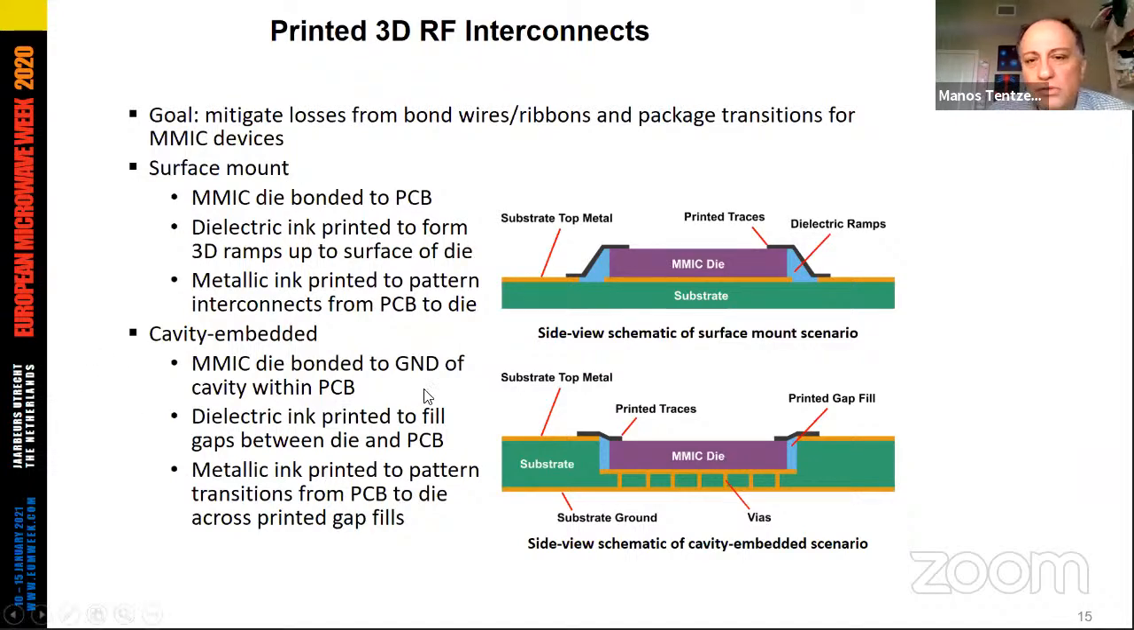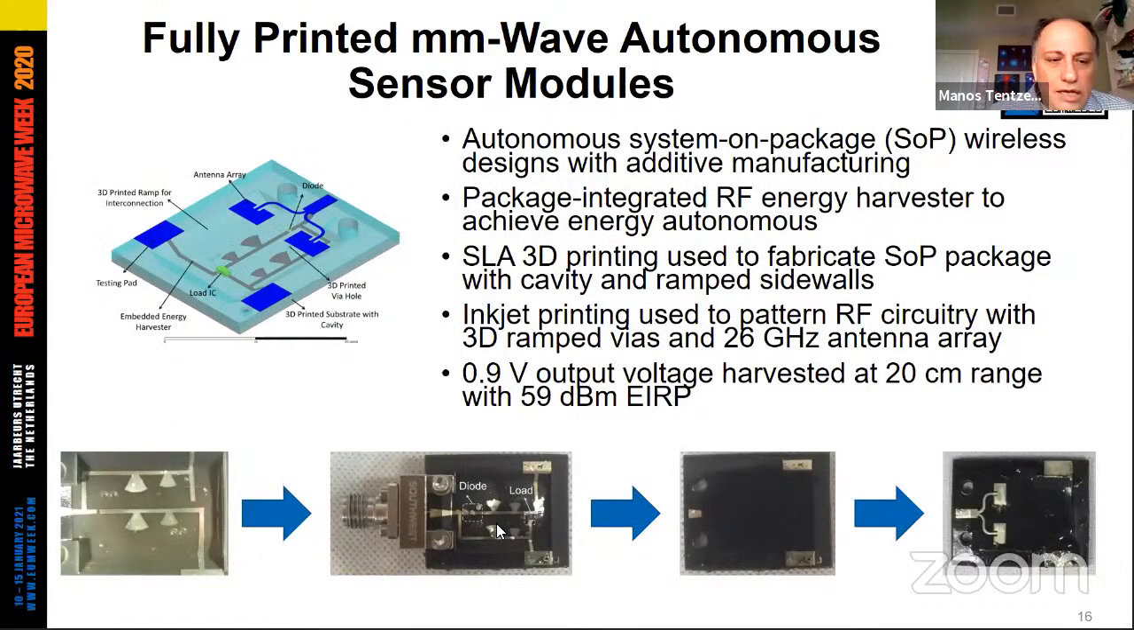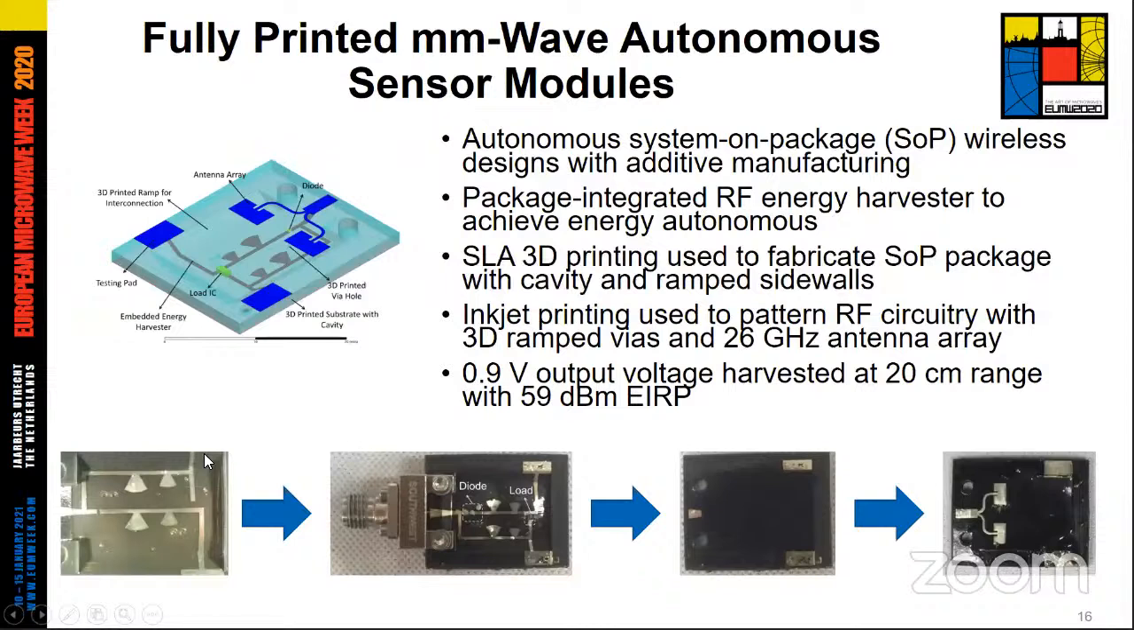One is the surface mount, where you can utilize printed ramp interconnects from the surface of the substrate to the top of the MMIC and down. This reduces significantly the parasitics from typical time-consuming and costly bond wires and ribbons. The other is cavity embedded. So you can print a cavity, attach the IC, fill the gap, and then have some horizontal interconnects in order to attach the ICs. And that's how, if you look here, you can come up with the whole module.